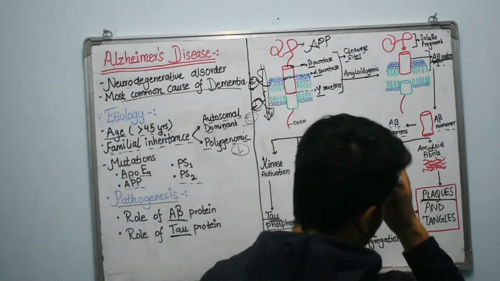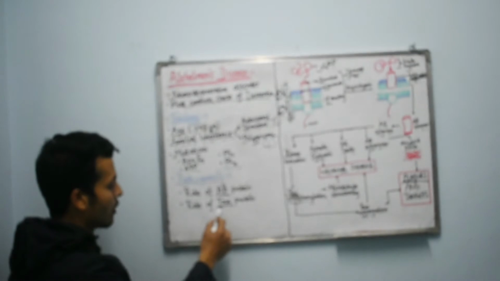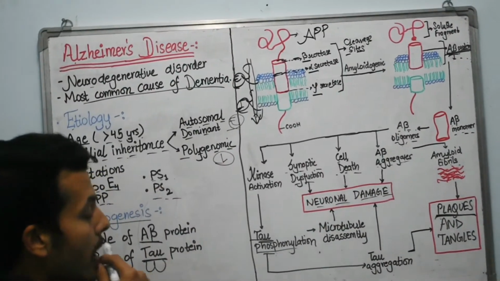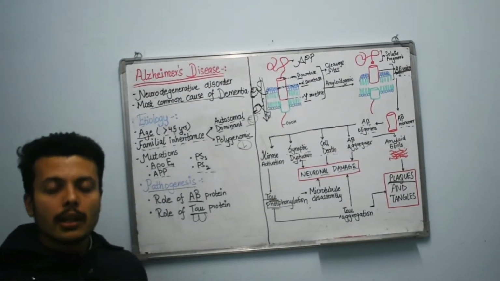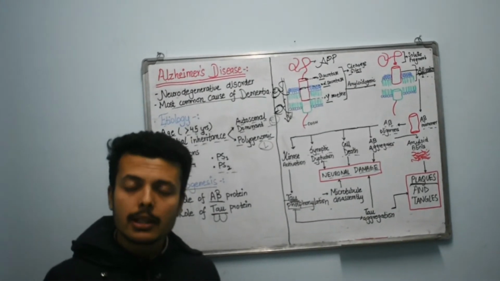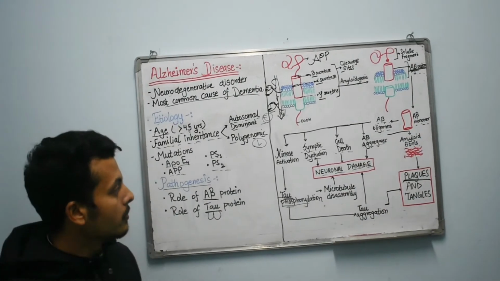Now, I previously said there is also the role of tau proteins. Now let's know what is the role of tau proteins here. Tau proteins are basically microtubule stabilizing proteins, and the function of the tau proteins is that they help in intracellular transport. Similarly, they also help in the organization of cellular structure.